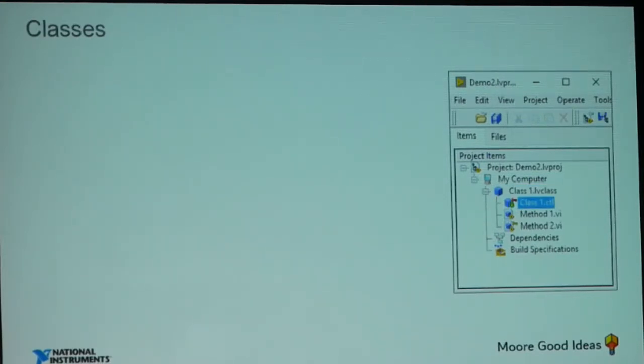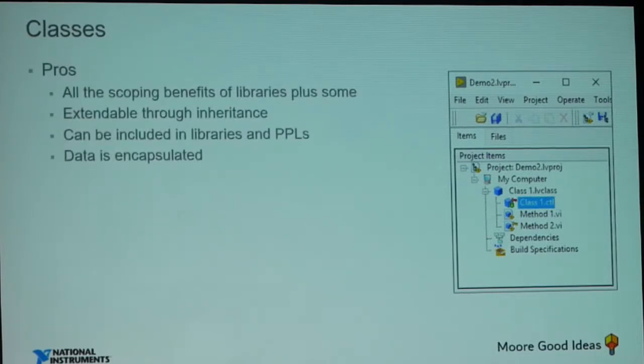Okay, next we'll talk about classes. Classes kind of give you all the scoping benefits of libraries, plus you get a little extra. It allows you to do extendability because of the inheritance that's available there in classes, which is very powerful. You can include classes into libraries and PPLs as needed, making them private as well if you want to.